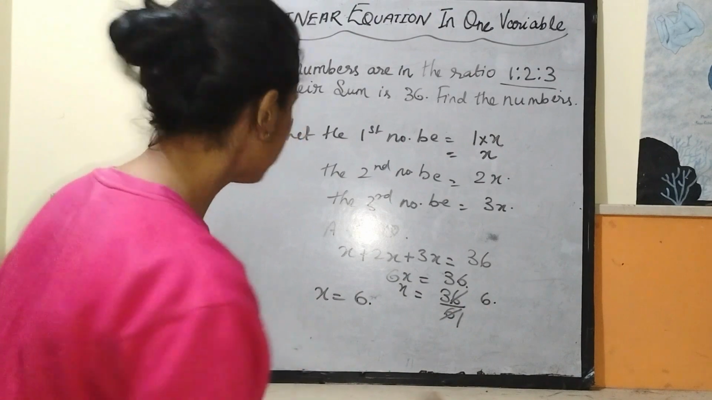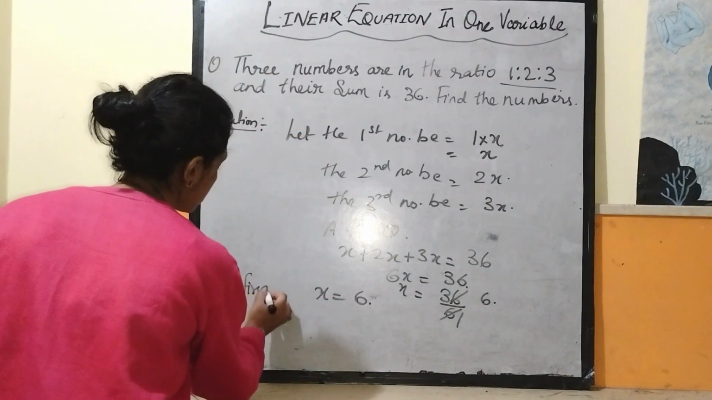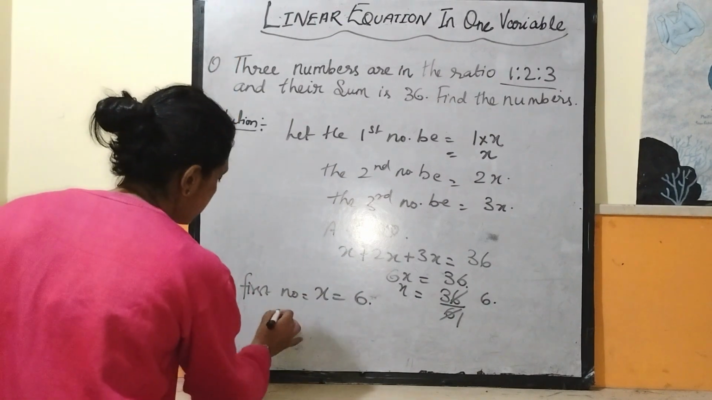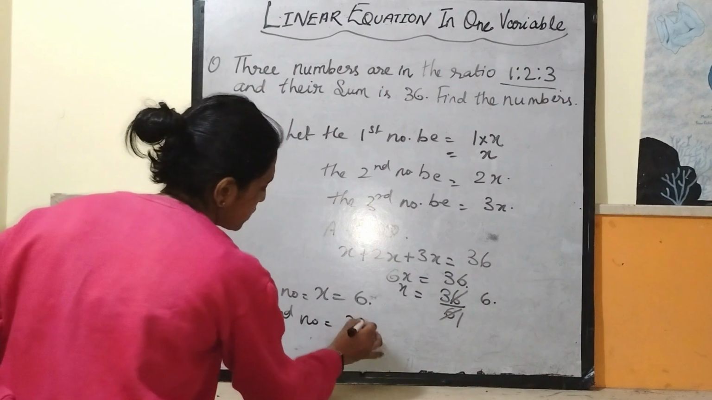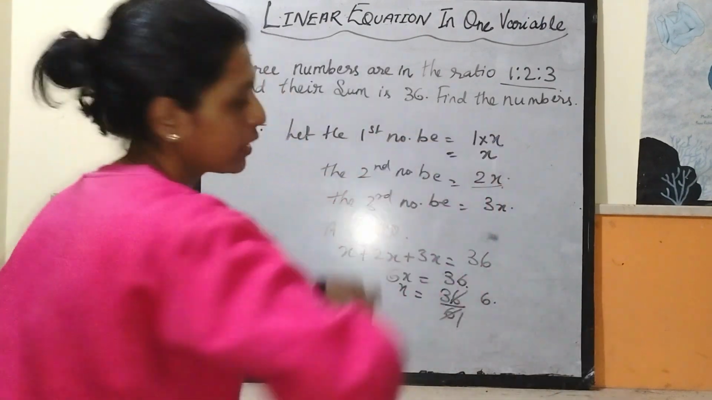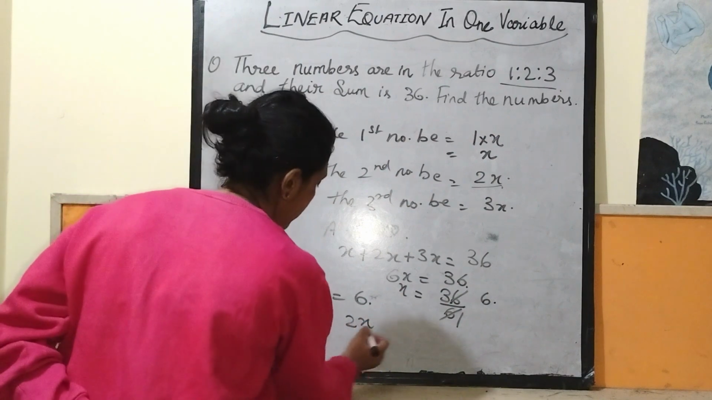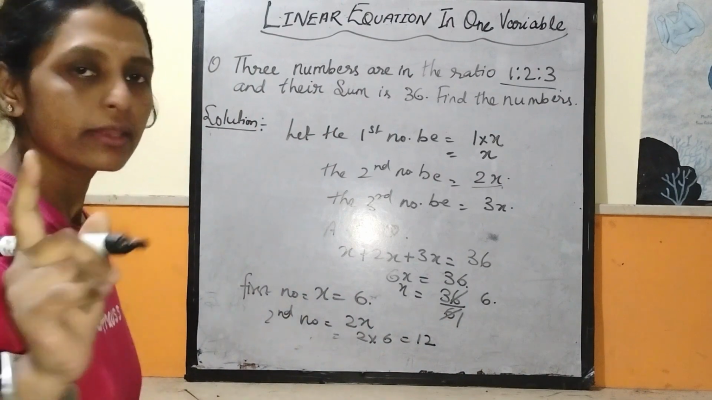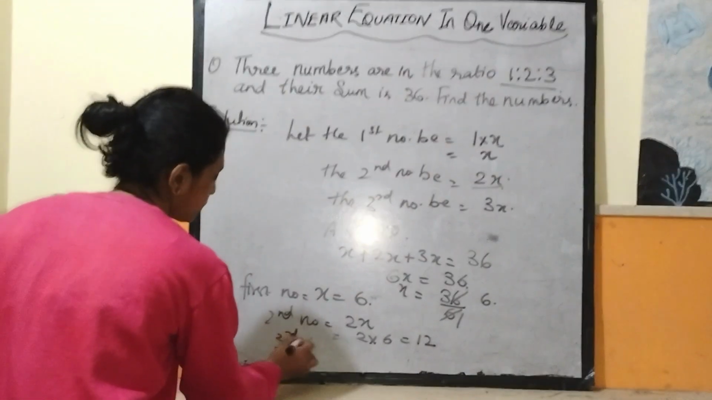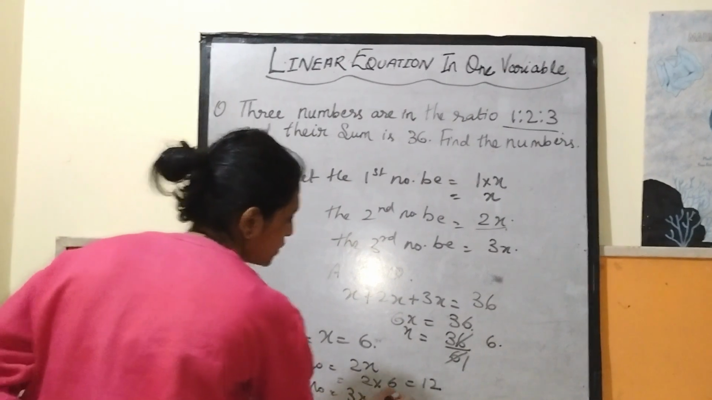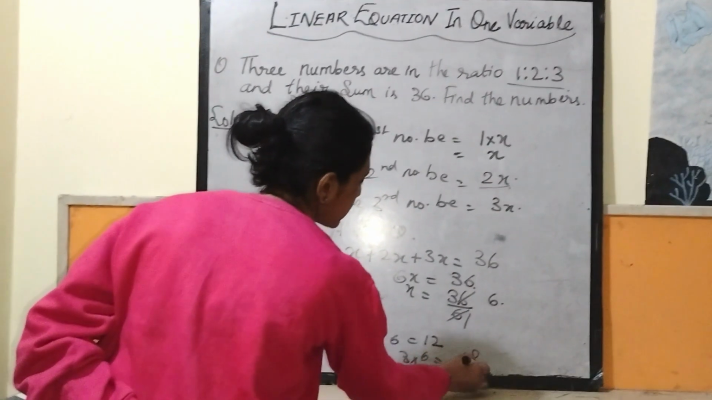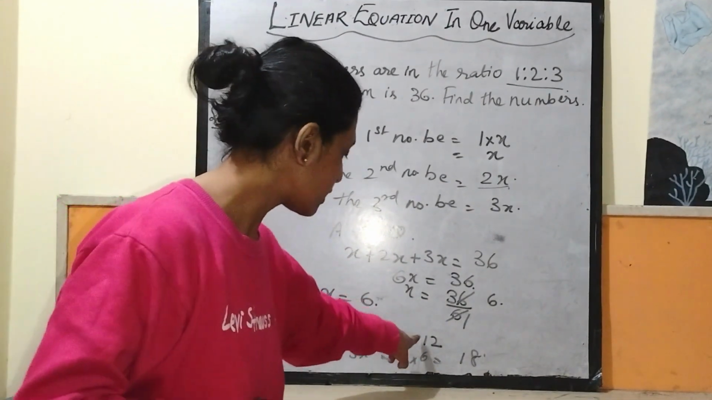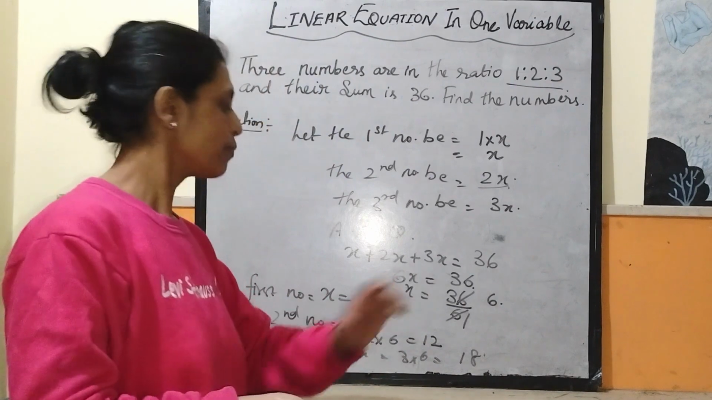And it is also the first number. So the first number we get is x equals 6. The second number we have considered as 2x, so it will be 2 into 6, that gives us 12. And the third number is equal to 3x, that is 3 into 6, which gives us 18. So the first number we got as 6, the second number is 12, and the third number is 18.